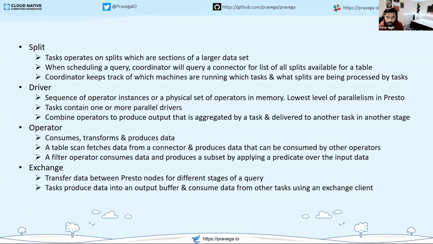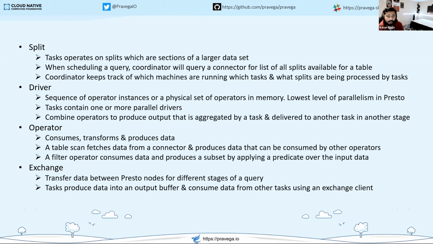When scheduling a query, a coordinator will query a connector for a list of all splits available for a table. The coordinator is the one who is responsible for keeping track of which worker nodes, which machines are running which tasks, and what splits are being processed at the worker nodes by individual tasks. So this is the job of the coordinator.